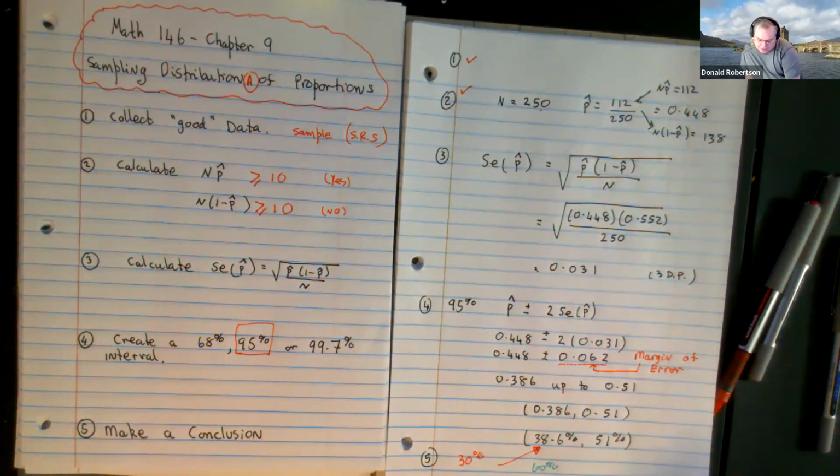Now, if they said they thought it was 47%, couldn't you say, yeah, that could be true? I mean, 47's in there somewhere. In fact, couldn't you say 50%? Yeah, that's probably true as well.